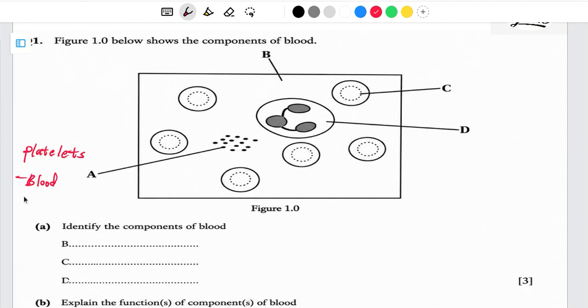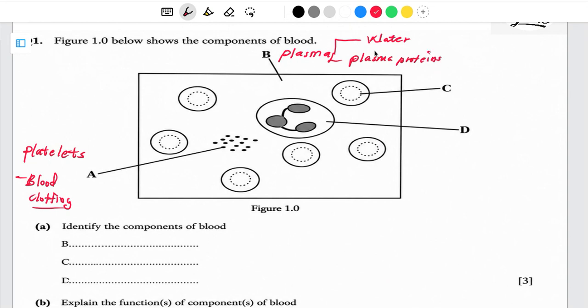When there is a cut on the skin, these are going to be there to help in blood clotting so that they reduce the bleeding of blood. Then B is just a clear part. This one is representing plasma, or blood plasma. Plasma is made up of plasma proteins as well as water. So it is divided into two components: water as well as plasma proteins.